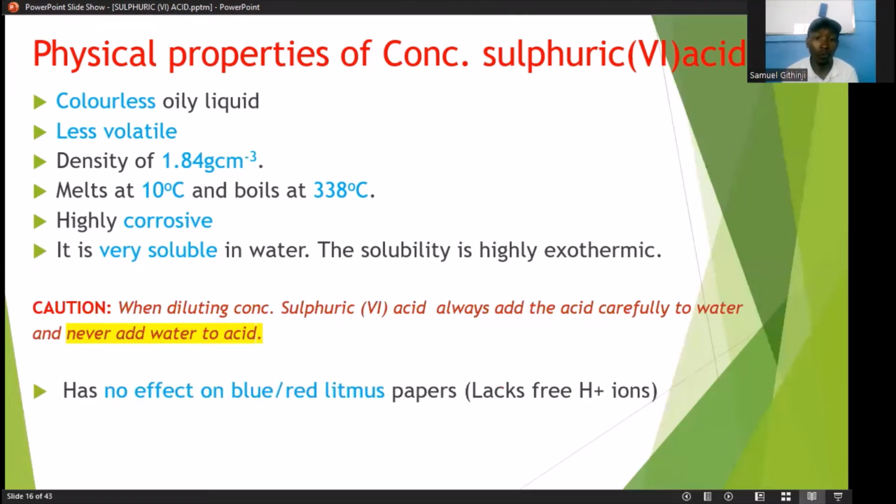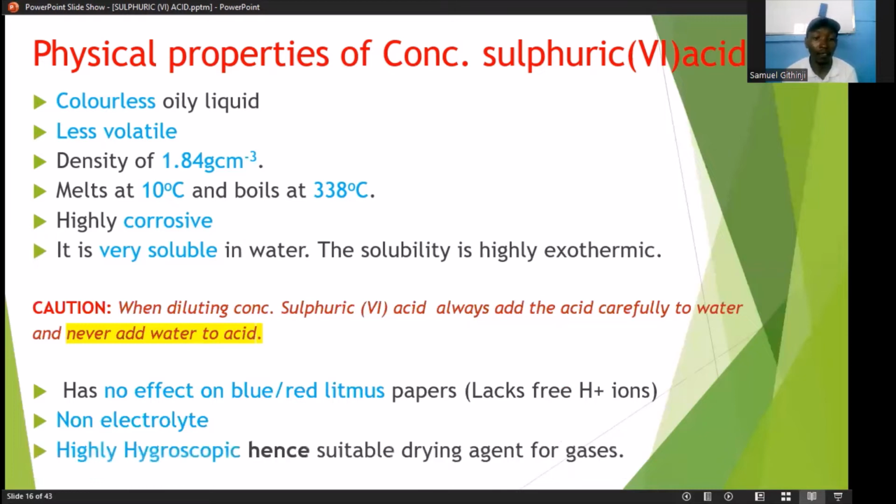Good. This acid has no effect when it is concentrated, no effect on blue or red litmus paper because it has no free hydrogen ions. It is molecular when it's concentrated. It's a non-electrolyte when it is in concentrated state. Highly hygroscopic, and for that case it is a good drying agent for gases. When you're preparing gases, concentrated sulfuric acid is a good drying agent.